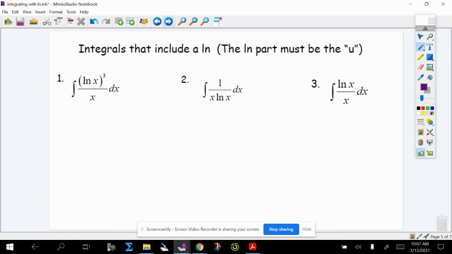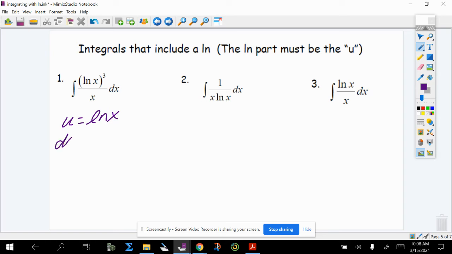Well, here's what I like about these. There's a lot of things in math that are not concrete rules. There's always some exception to everything you learn in math, it feels like. There's no exception to this. If you see a natural log anywhere as part of your integral, it is always, always, always the u part. So when you go to do u substitution, you shouldn't even have to think about it. Your u has to be whatever that natural log piece is, no matter where it's located.